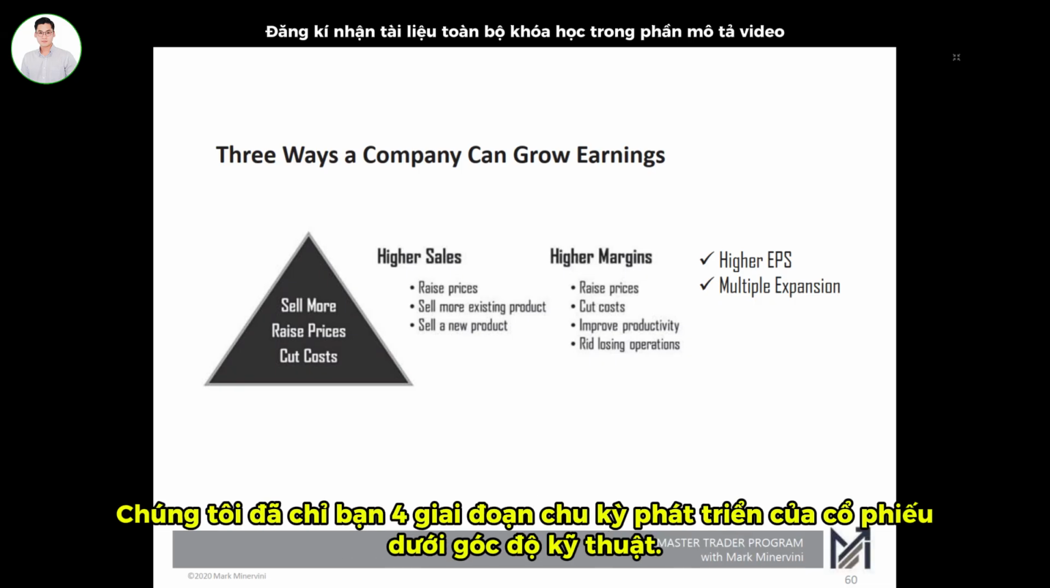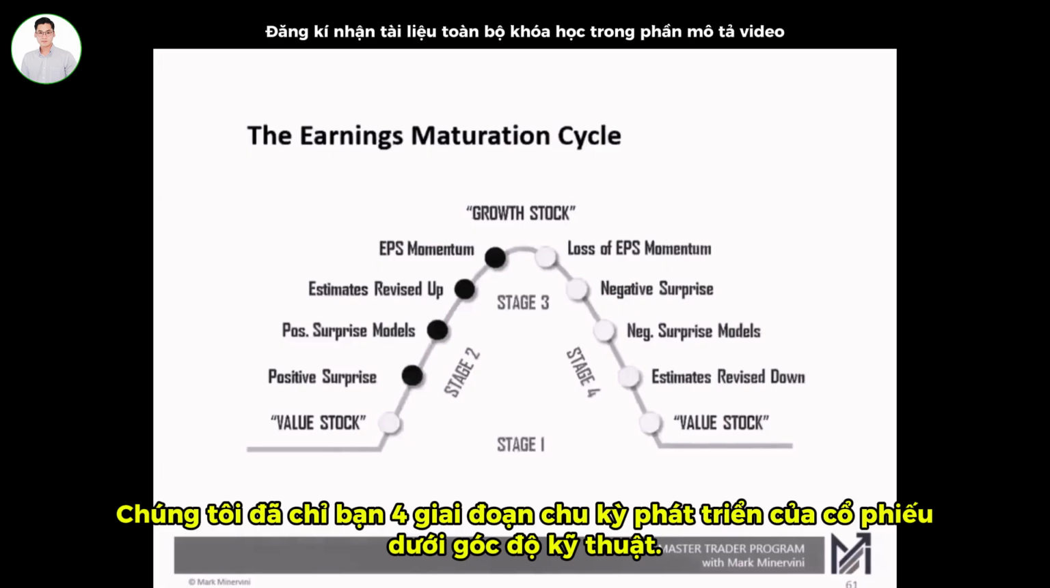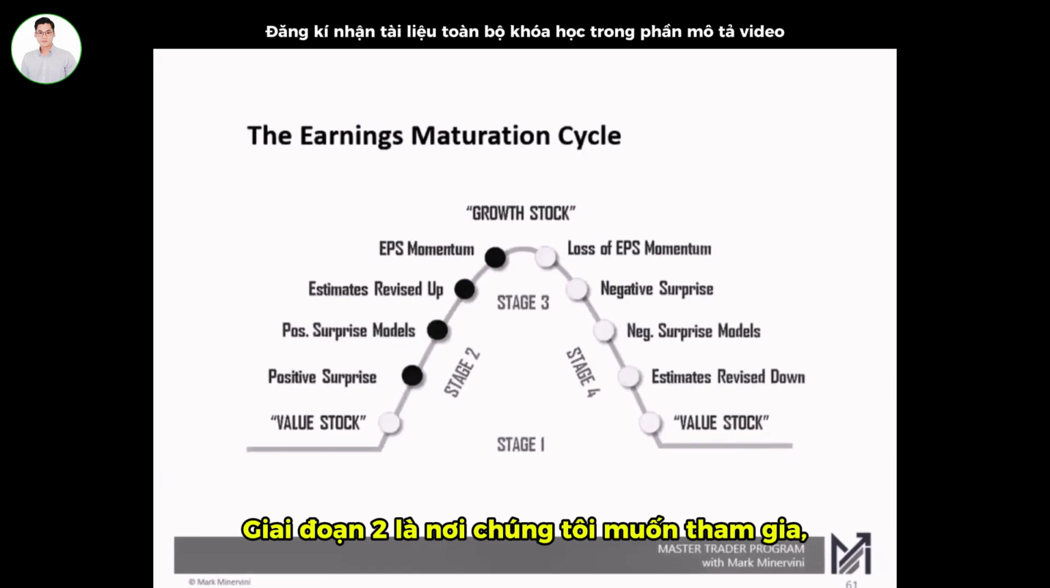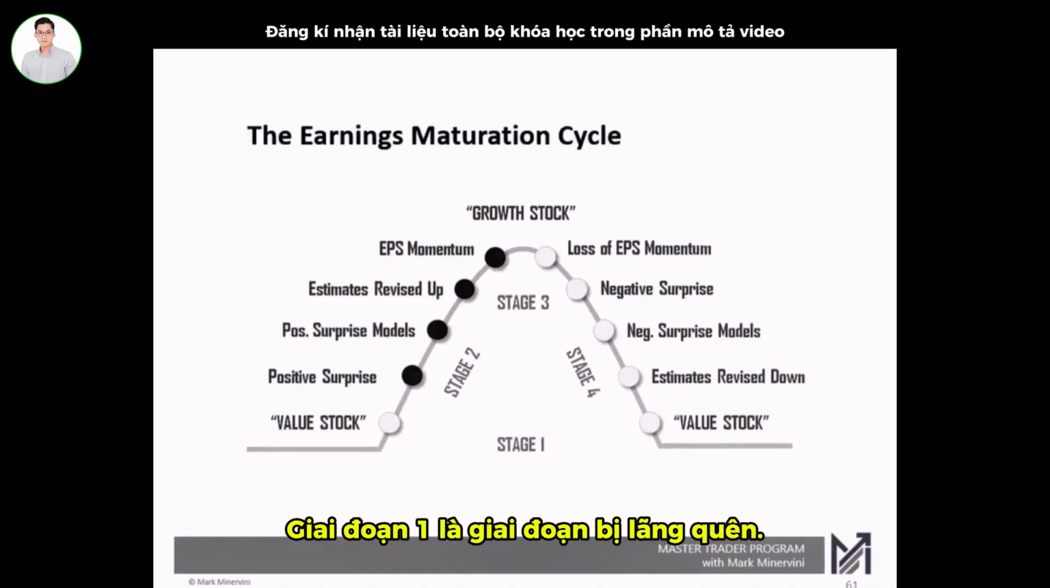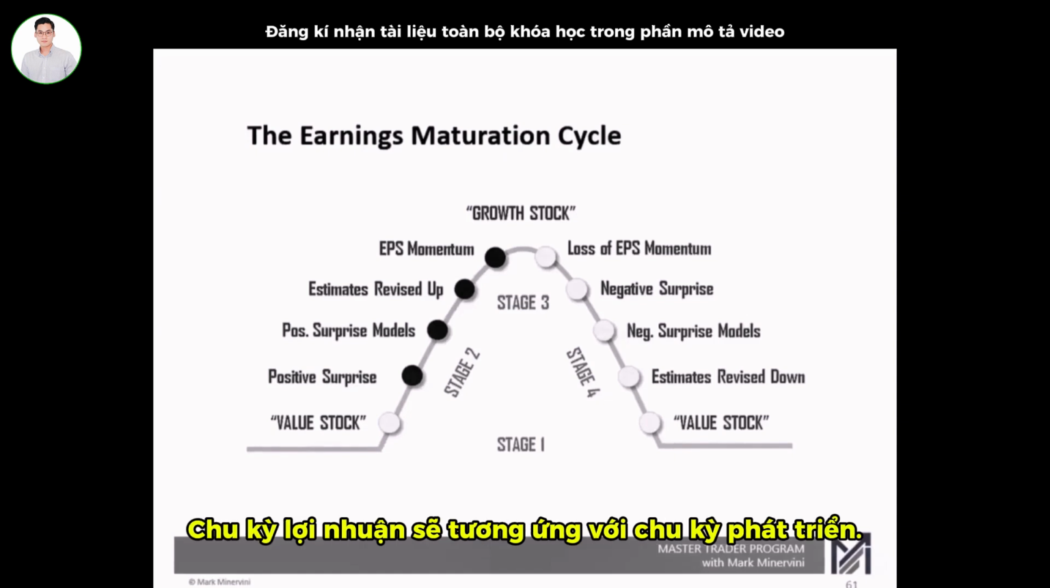Now, we showed you the 4 stages of a stock's maturation cycle from a technical level, right? Stage 1, stage 2, stage 3. Stage 2 is where we want to be, right? We certainly don't want stage 4. That's the declining phase, where you'd be looking at shorting stocks. Stage 1 is the neglect phase. Well, when you look at the earnings cycle, it's going to fit in with this maturation cycle.